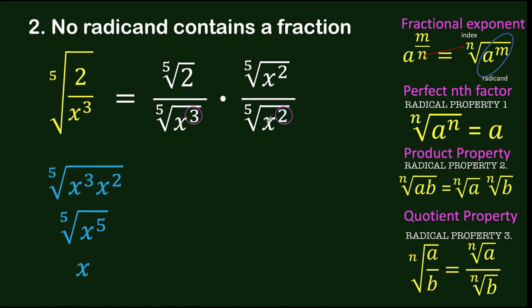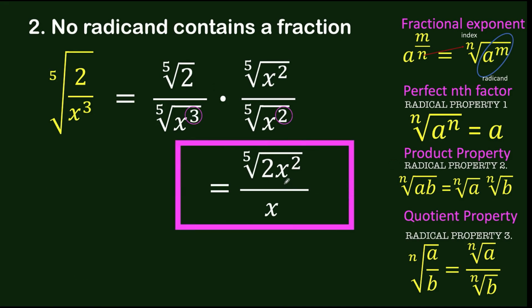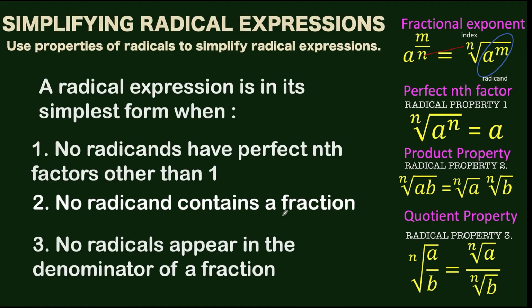So, simplifying now, multiply the numerators to arrive at this, multiply the denominators to arrive at this. In the numerator, we apply this product property. They have the same indices. We write them as one radical, and we multiply the radicands a and b, so multiply 2 times x squared to get 2x squared. This is now our simplest form given this radical expression. Notice that the denominator now does not contain a radical. Now let's proceed to the third condition.